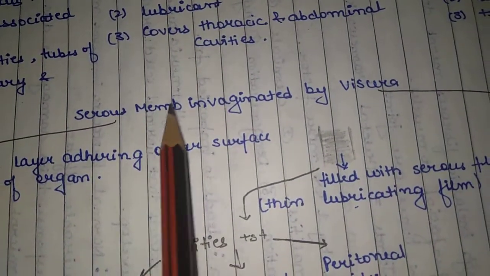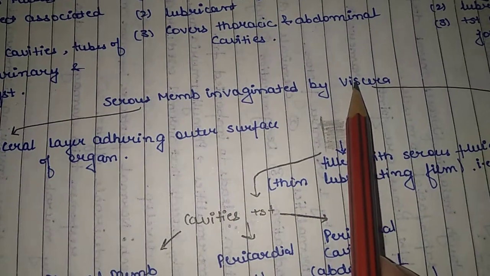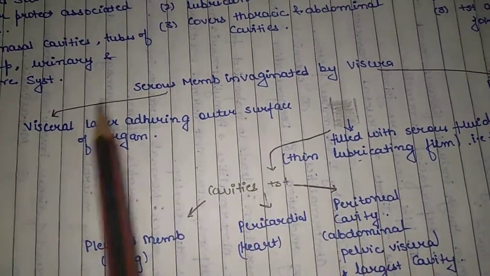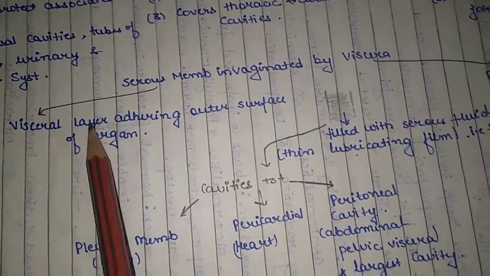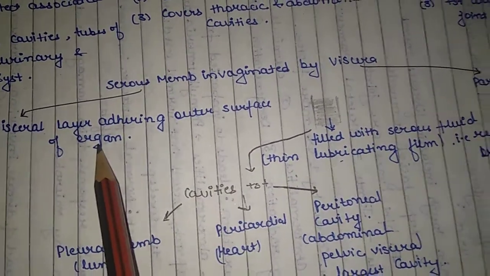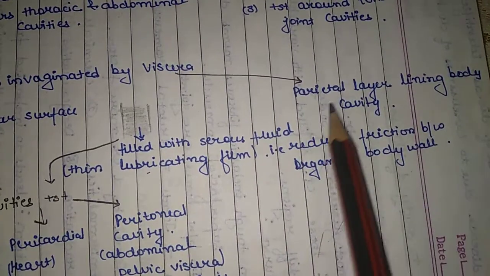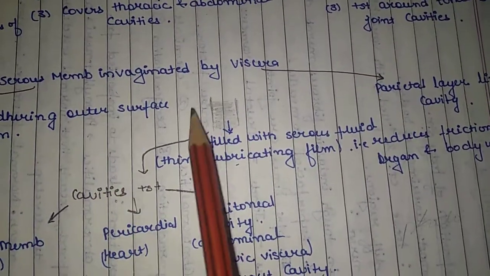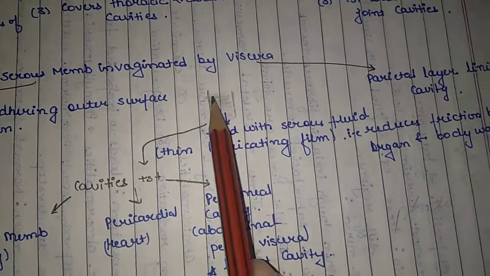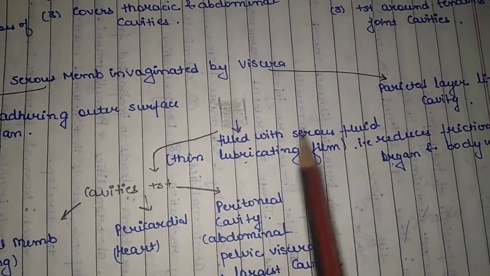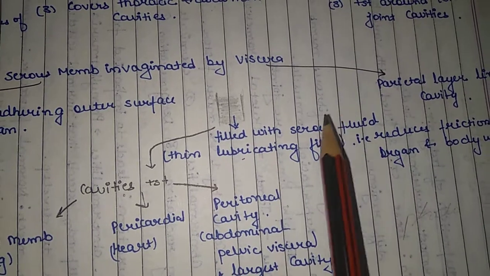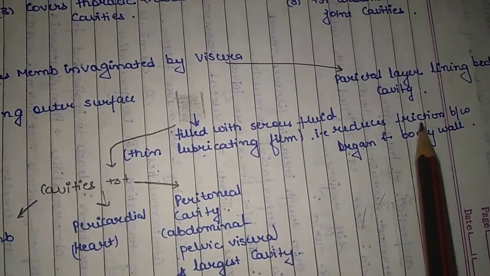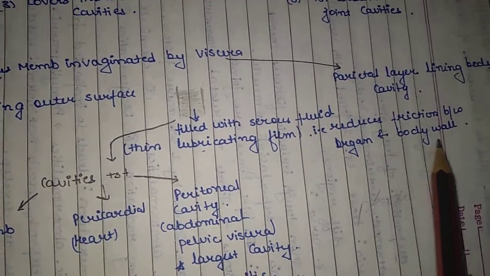Now the serous membrane is invaginated by viscera, that is divided, or we can say interrupted. It is of two layers: the visceral layer adhering to the outer surface of the organ, and secondly, the parietal layer lining the body cavity. Between these two layers, there is a fluid space which is filled by serous fluid, that is a thin lubricating film. We can say that it's just like a jelly which reduces the friction between organ and body wall.